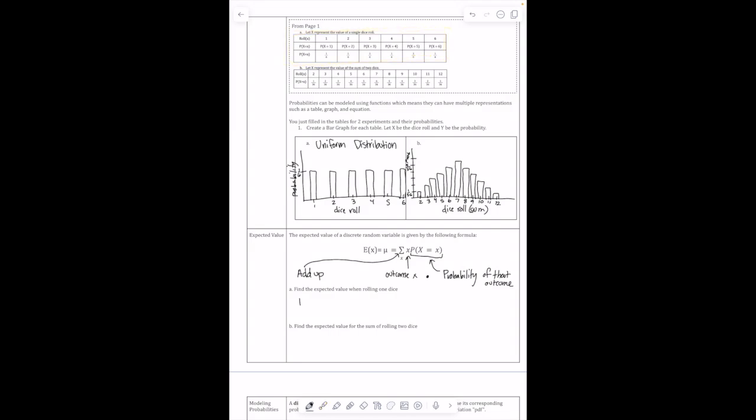So our first outcome is 1. The probability of that outcome is 1/6, so we'll multiply it. We will keep doing that. So add up the next outcome, 2 times the probability of it. So 1/6 plus 3 times 1/6 plus 4 times 1/6 plus 5 times 1/6 and plus 6 times 1/6.